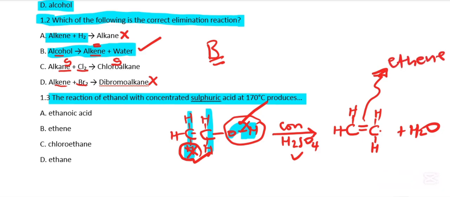Let's look at the options now. Ethanol with acid is wrong. Ethene is the correct answer. So this is the answer. This one is incorrect and this one is incorrect. Let's quickly go to number 4.